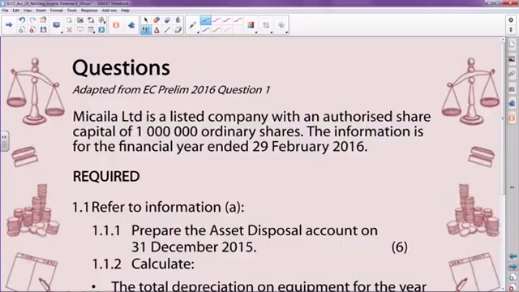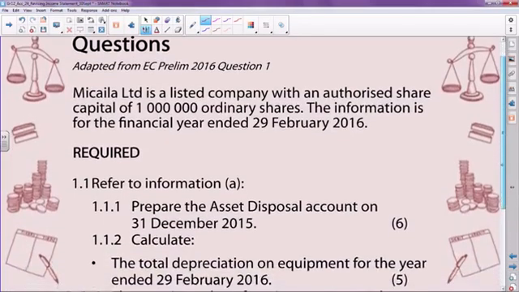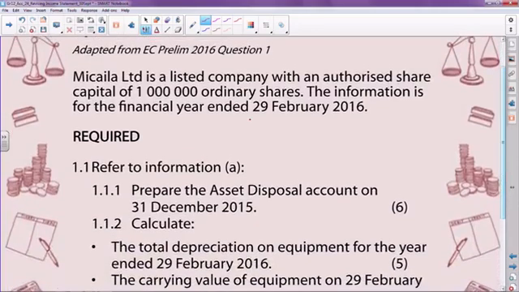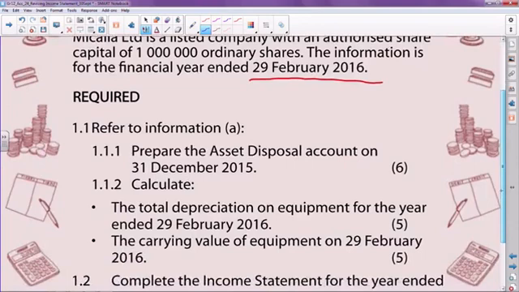And the journey we're undertaking is a journey on the income statement. Right, now, let's look at the information that we have. We are given the name of the company, Michaela Limited, and we are told the financial year end is the 29th of February 2016. And we also know that we have to do some things before we actually do the income statement. We are asked to prepare the asset disposal account.